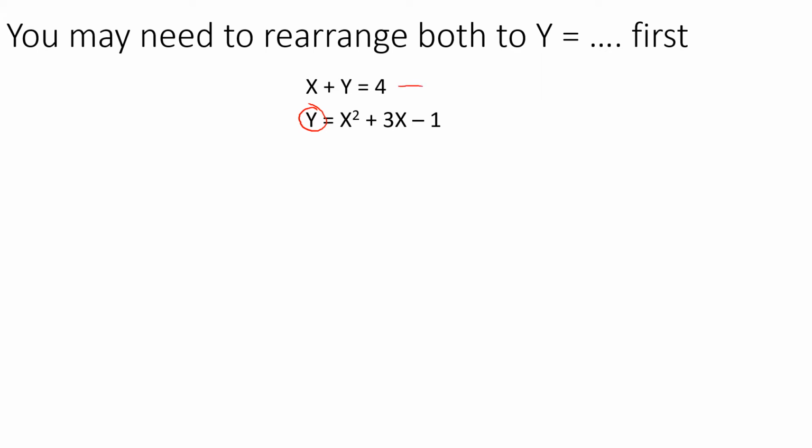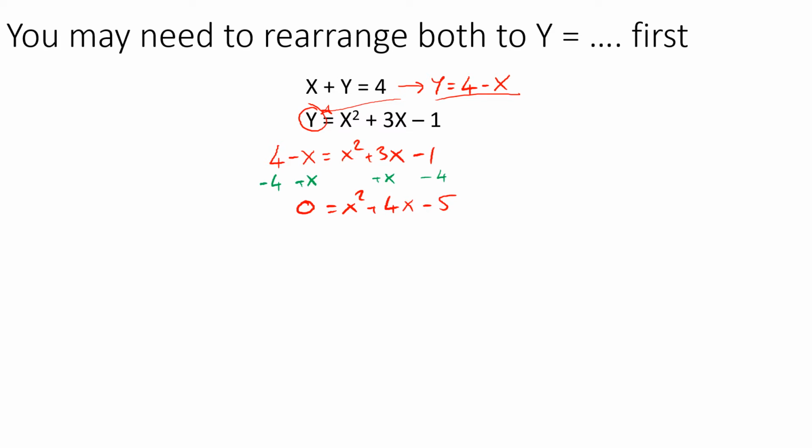So the sensible thing to do would be to rearrange this top one to y equals 4 minus x, and then put that into the equation below. So let's do that. We'll have 4 minus x equals x squared plus 3x minus 1. And then we've got the same thing we had last time. We just need to make one side equal to 0. So we're taking away 4 and we're adding x. So we're going to end up with 0 is x squared plus 4x minus 5.